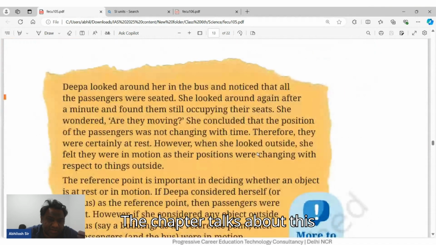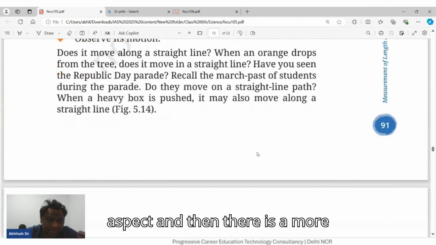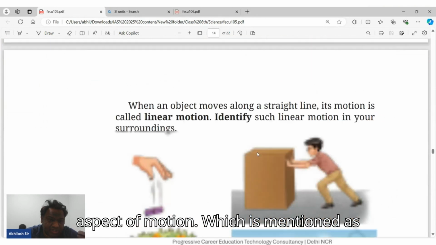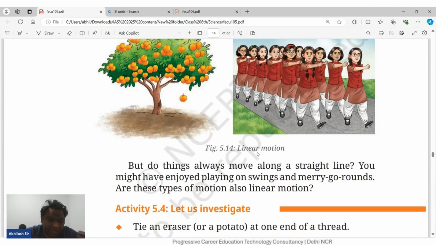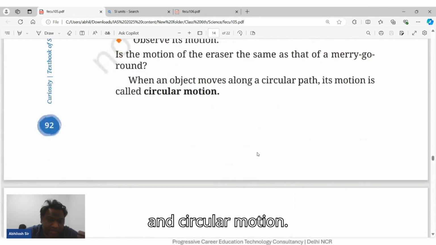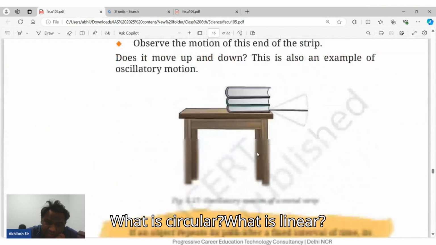The chapter talks about this aspect, and then there is an aspect of motion, which is mentioned as linear motion and circular motion. What is circular? What is linear?